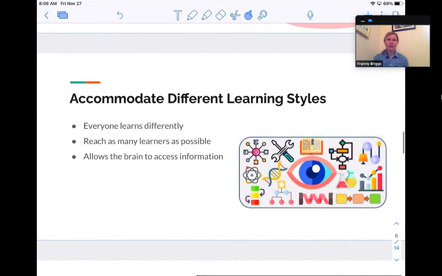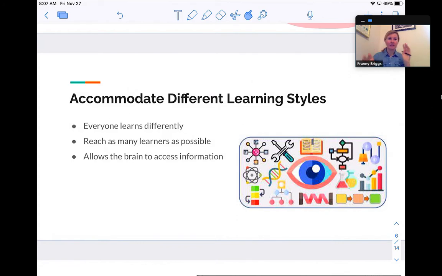So the reason that we talk so much about graphic organizers is because we want to accommodate as many different learning styles as possible, because everyone learns differently. I know some of you have done an assessment before where you try to figure out, am I a visual learner? Do I learn best by seeing? Am I an auditory learner where I learn best by listening?